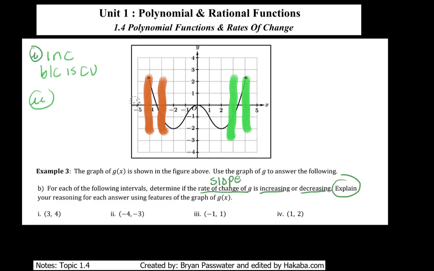What do we see with the slope? From the left, the slope keeps increasing up to -3. So the slope is increasing because it's also concave up. So I sub 3 is from -1 to 1.